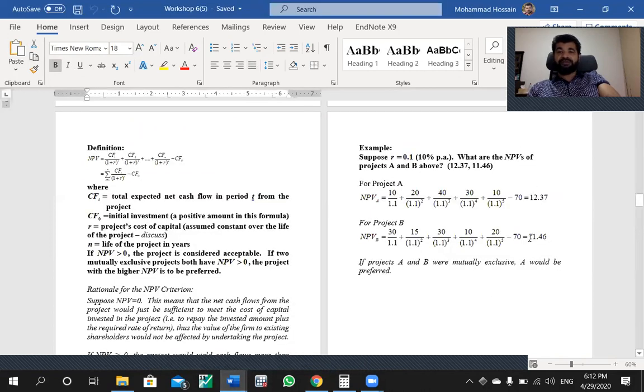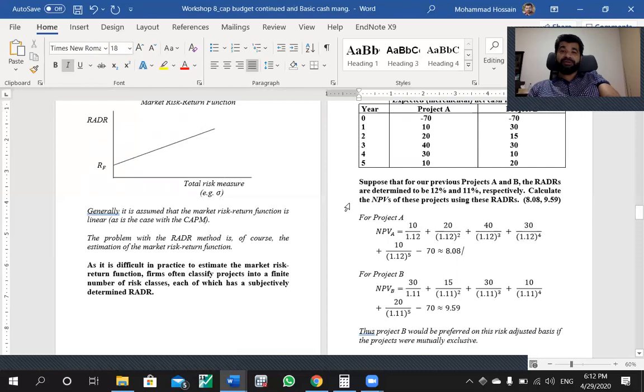12.37 or 11.46. So it was our two projects. One of them was 12.37, and the other project, project B, was 11.46. But if we use the RADR method, the RADR rate, which is the risk adjusted discount rate, which is 12% and 11%, then our net present value also changes.